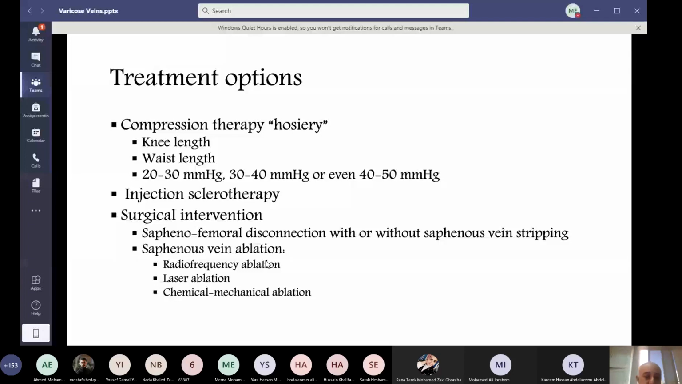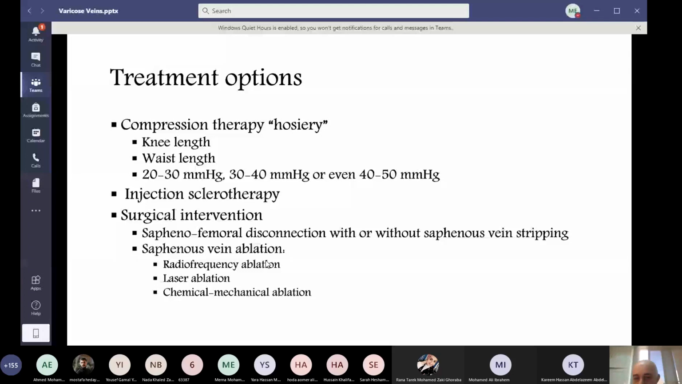You need to know that we have these options. You should know their names and a small idea about the principles. Very little information you need to recall about this. This is how injection sclerotherapy is performed.